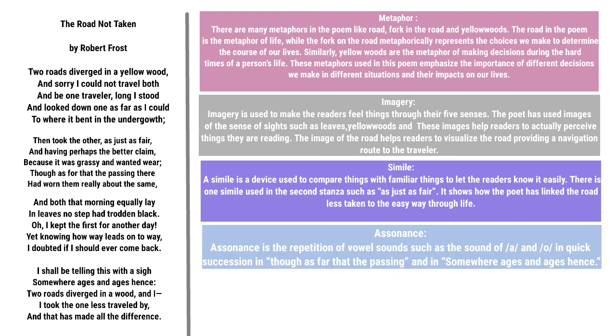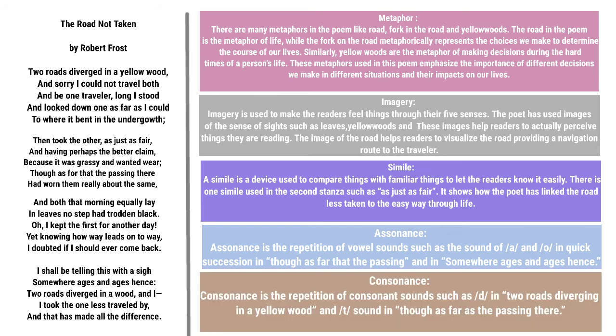Number 4 is assonance. Assonance is the repetition of vowel sounds in quick succession, such as the sounds of A and O in "doth as for that the passing" and in "somewhere ages and ages hence". That is an example of assonance in the word "taken".